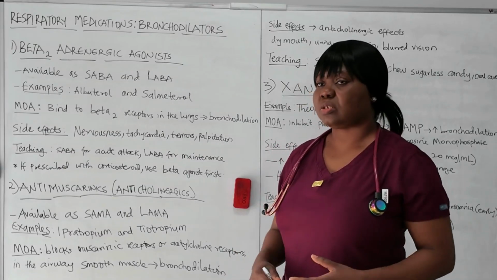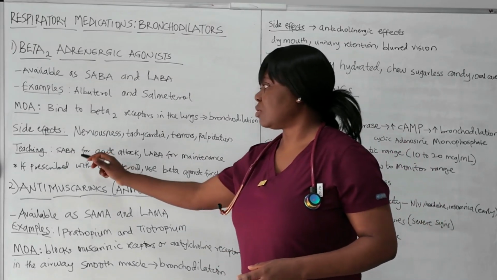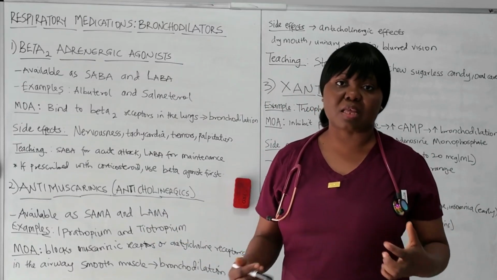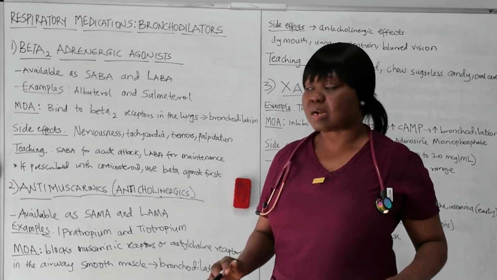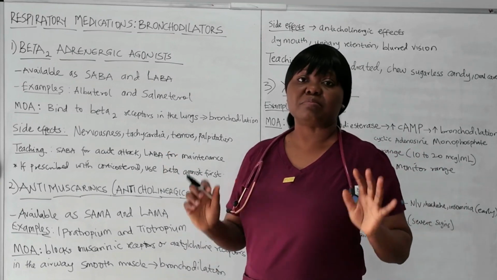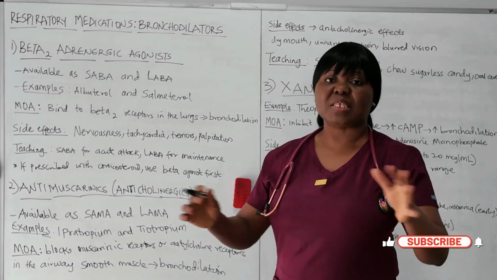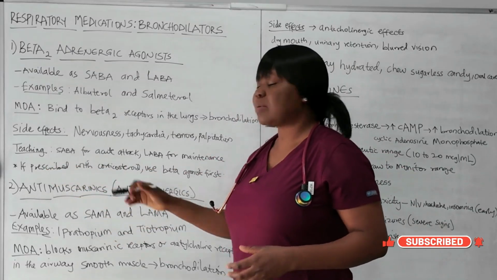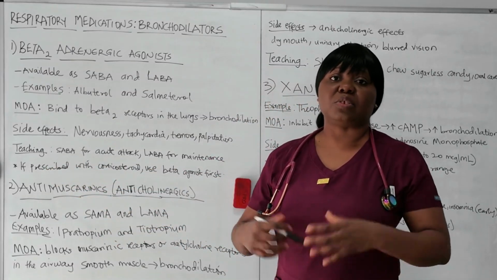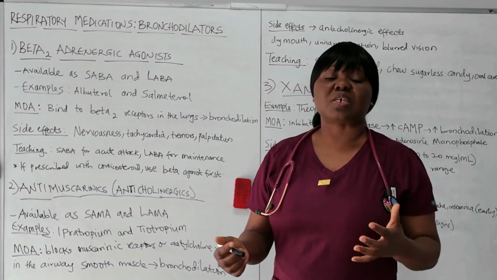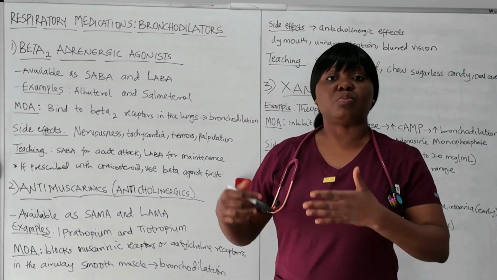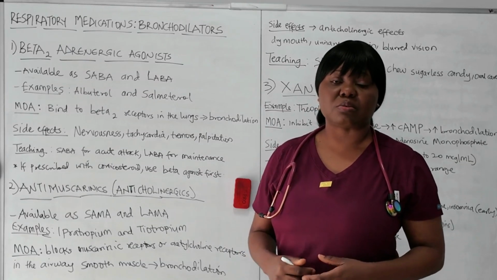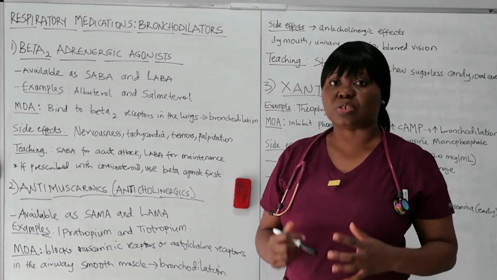Now, for patient teaching, you should teach the patient, like I mentioned, that short-acting beta agonist is for acute attack when the patient is having that attack. But for maintenance therapy, it will be long-acting beta agonist. That one is for maintenance, so it's for long-term use. And at times, it's prescribed with a corticosteroid, like fluticasone and all that. So when it's prescribed with a corticosteroid, you should use the bronchodilator first, wait 5 minutes before you use the corticosteroid. So that's another thing you need to teach the patient.